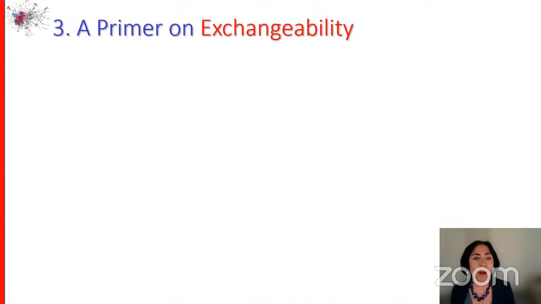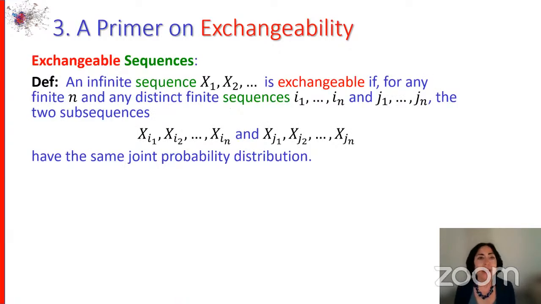Okay, let me give you a little primer on exchangeability. This is, of course, something that all of you know, but generalizing it, it will help to have this primer first. So an exchangeable sequence: we say that an infinite sequence x1, x2, et cetera, is exchangeable if and only if, for any finite n and any distinct finite sequences i1 up through in and j1 up through jn, the two subsequences, so I pick x2, x5, x8, and so on, have the same joint probability distributions. So in other words, the labels don't really matter here.